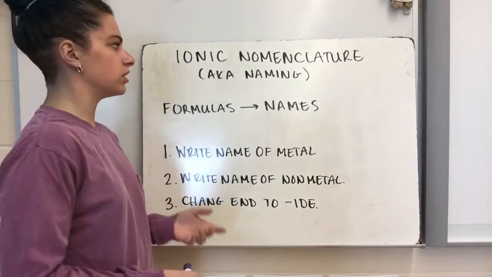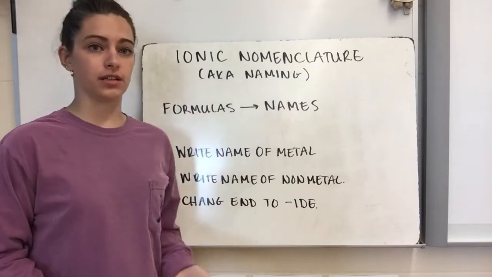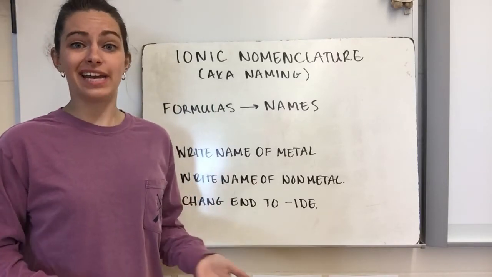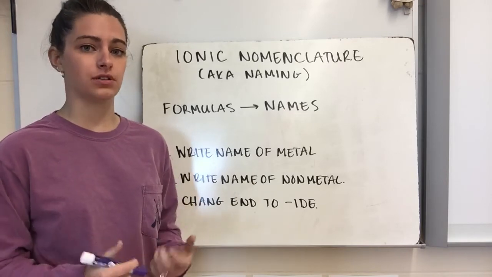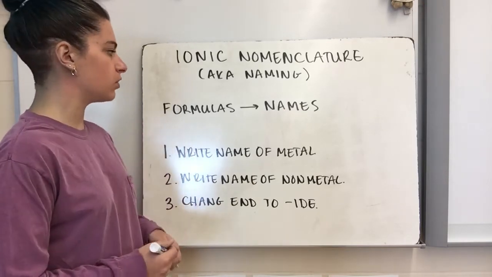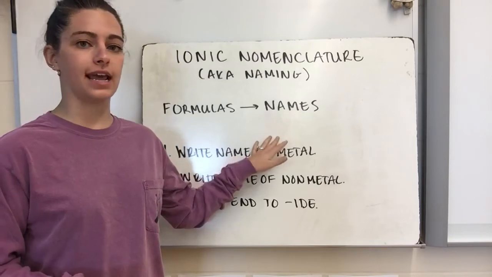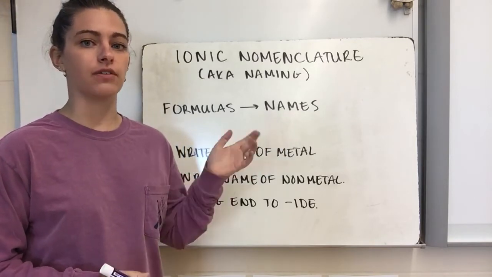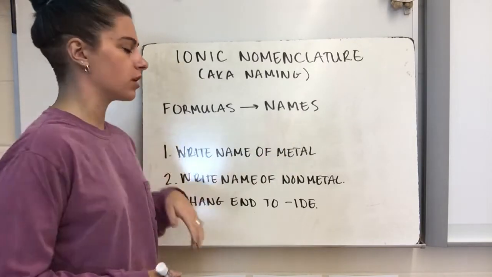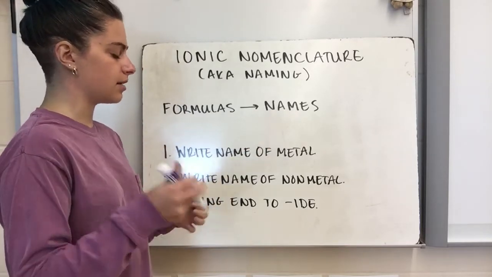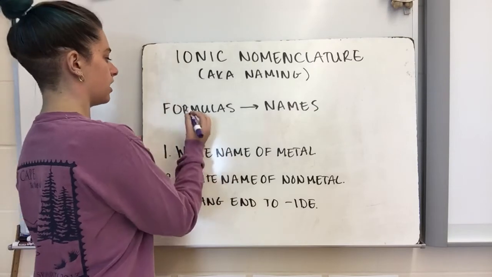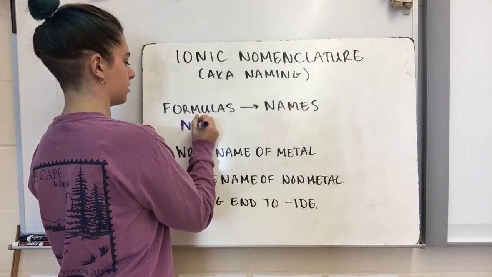In this video, we're going to look at what's called ionic nomenclature, or in other words, how to name things. Specifically, how to name ionic compounds and write formulas for ionic compounds. So we're going to look at both going from formulas to names, but then also going from names back to formulas. We're going to start with the easiest, going from our formulas to our names. The example that we're going to use for this first one is NaCl.